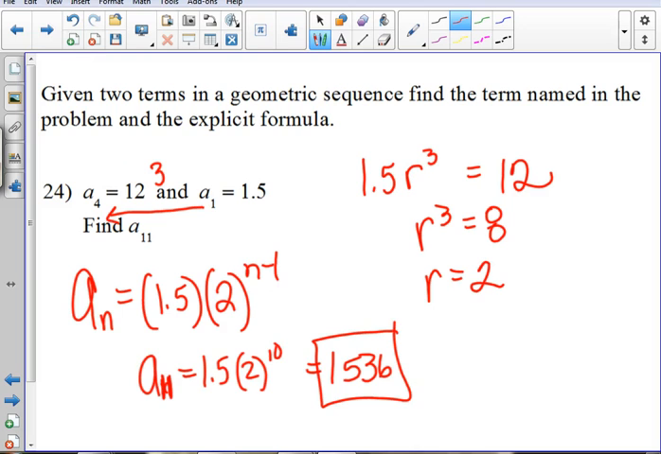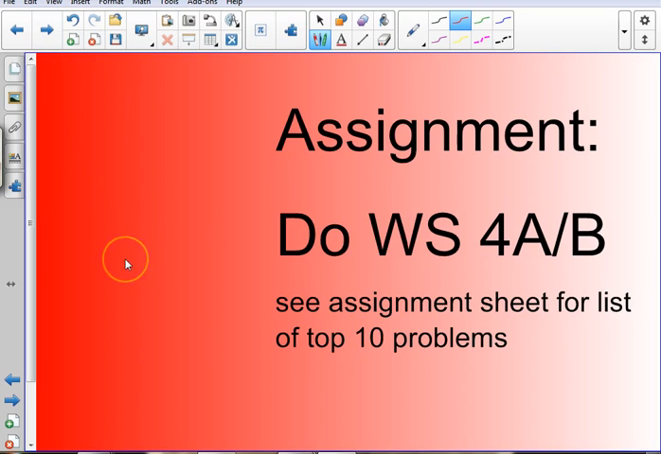Okay. You have like 15 minutes to do homework almost. Last night was worksheet 2. Tonight it's worksheet 4. You can do all the problems if you're worried about this next quiz. Some of you need a good 5555 in there. But I did put a top 10 to be done list on the assignment sheet. Okay? Everybody knows what I'm talking about? The assignment sheet that I passed out as part of a packet yesterday?